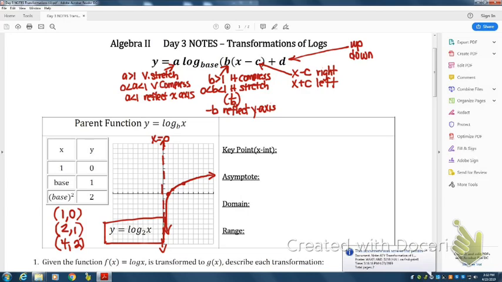Okay. Based on that diagram, the x-intercept is (1, 0). The vertical asymptote is x equals 0. What's the domain? What are the possible x values? X is greater than 0, good. And what's the range, the y values? All real numbers, good. So you could write this as 0 to infinity if you want, or you could write this as negative infinity to infinity.